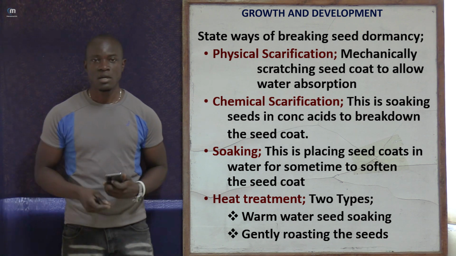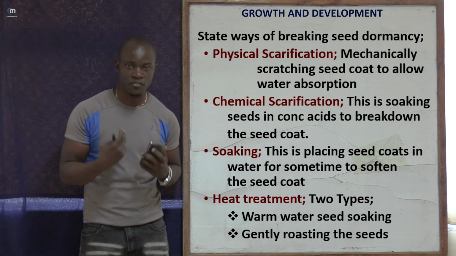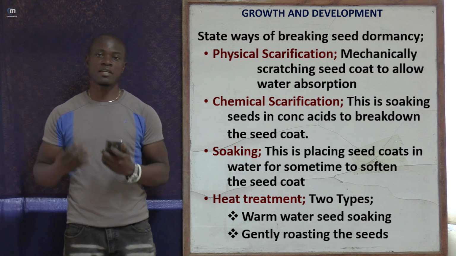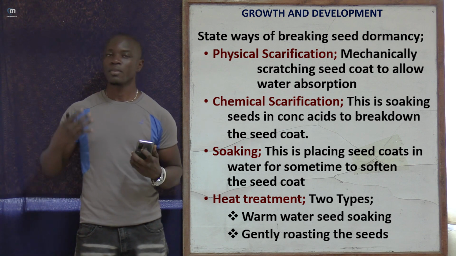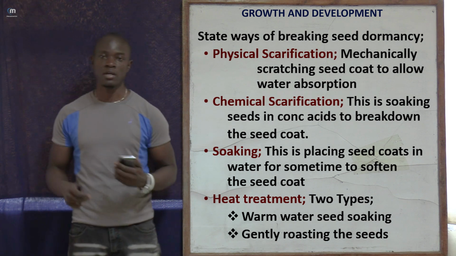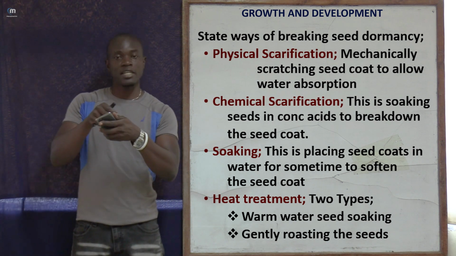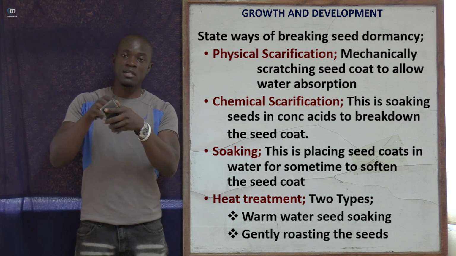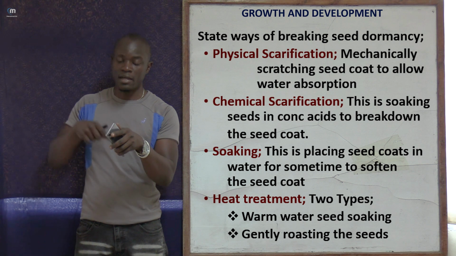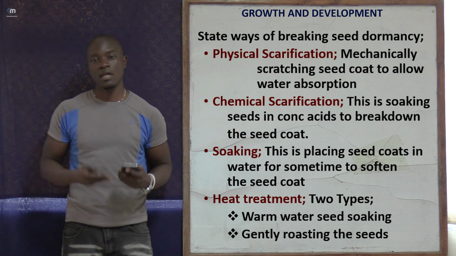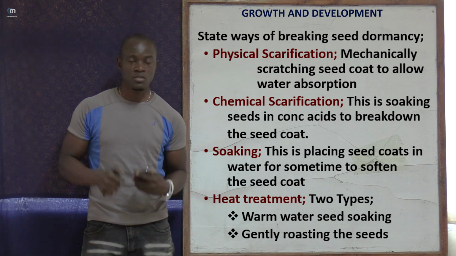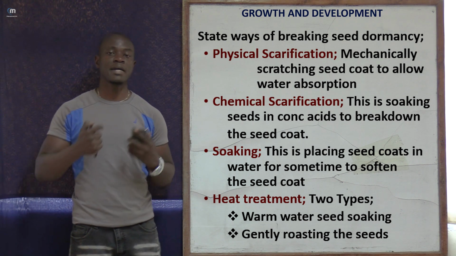The first one we have is physical scarification. Physical scarification mainly involves mechanically scratching the seed coat in order to allow water and nutrients to penetrate the seed coat and into the embryo. Picture it like you are scratching the seed coat gently, in order to make it permeable so that water and air can enter, and then the embryo will get the nutrients to facilitate the process of germination. So that is one, which is physical scarification.